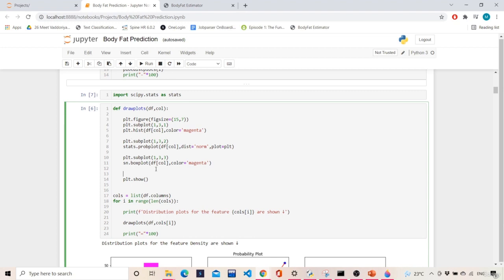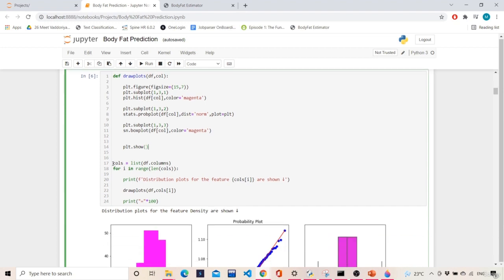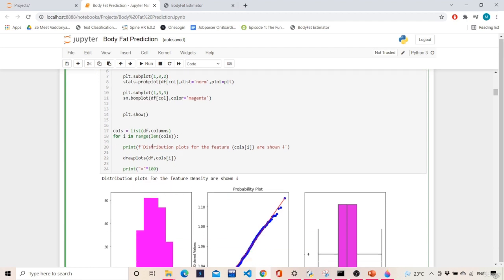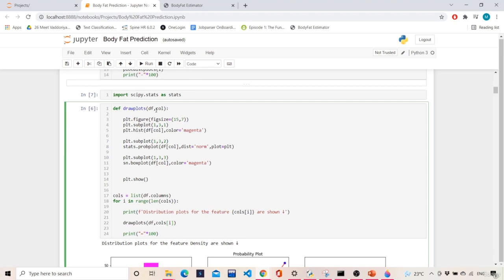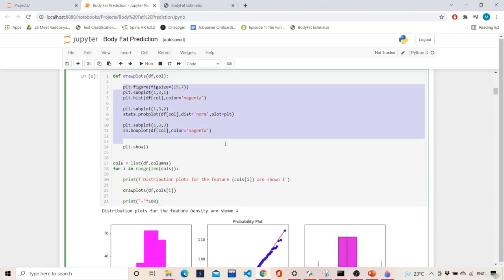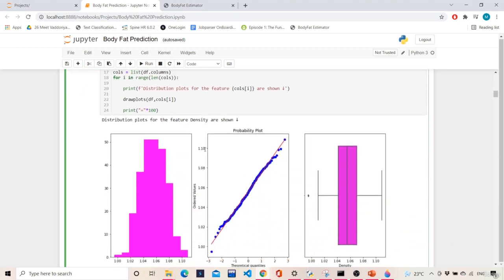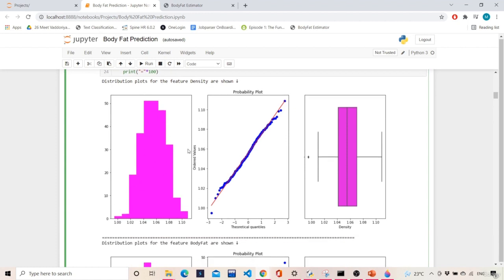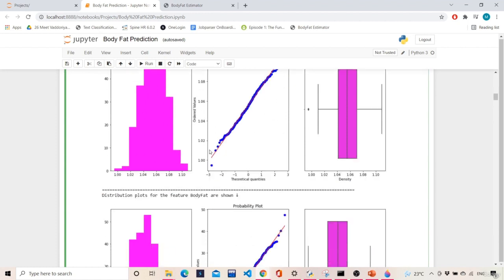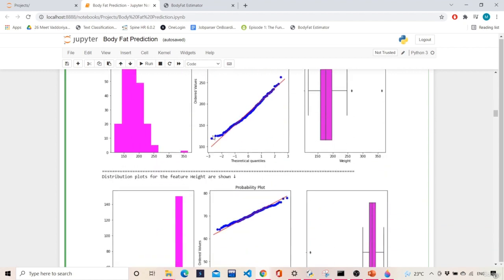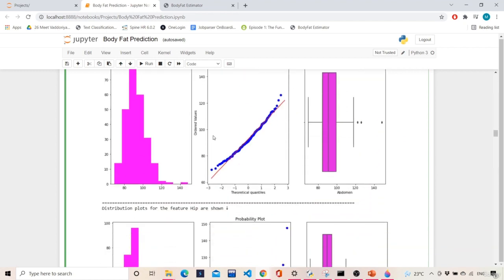So this is all about this draw plots function, and for every column I'll just plot this. So distribution plot for feature columns of i, that is nothing but the first feature, density. So density will be passed over here, df and density will be passed over here, and all the three plots will be plotted for the column named density. So we can see the distribution, we can see the histogram for this. Simultaneously for all plots we can see the functioning.